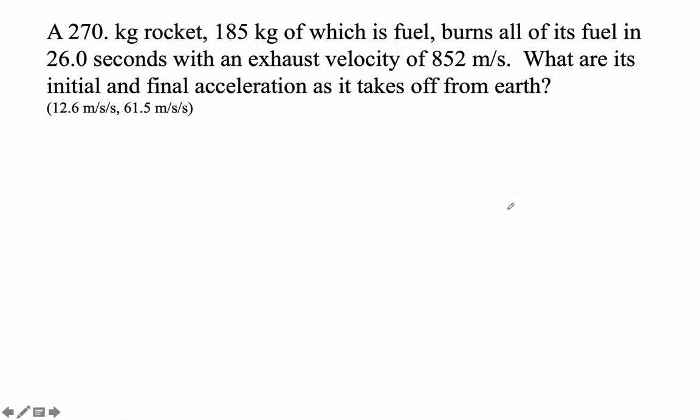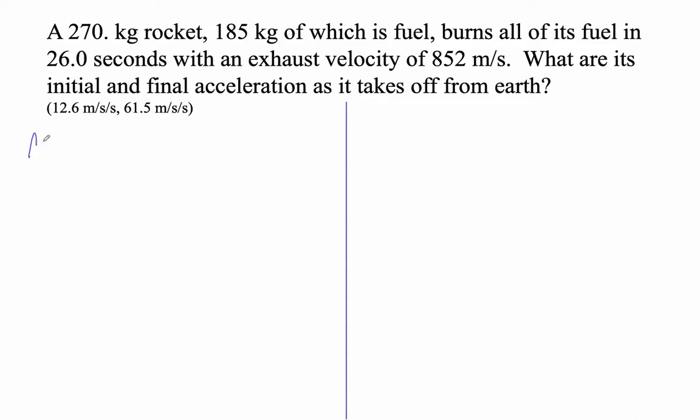Okay, so a 270 kilogram rocket, 185 kilograms of which is fuel, burns all of its fuel in 26 seconds with an exhaust velocity of 852 meters per second. What are its initial and final accelerations as it takes off from Earth? Okay, so again, let's figure out what the initial and final masses are.